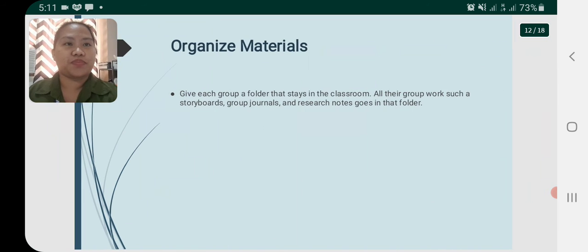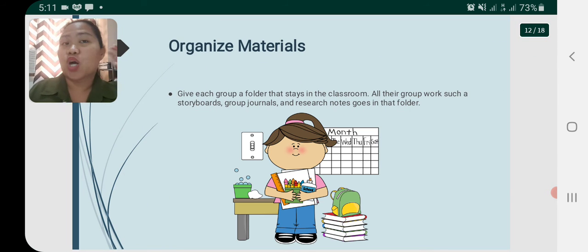Yun po. So, number 1 is organize materials. Kasi kailangan natin maging organized. To give each group a folder that stays in the classroom. All their group works such as storyboards, group journals, and research notes go in that folder.